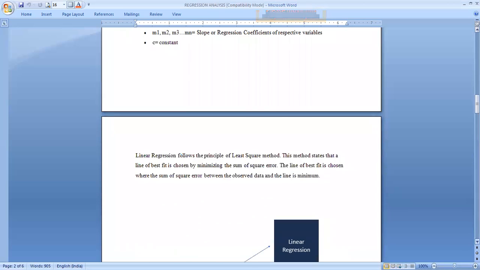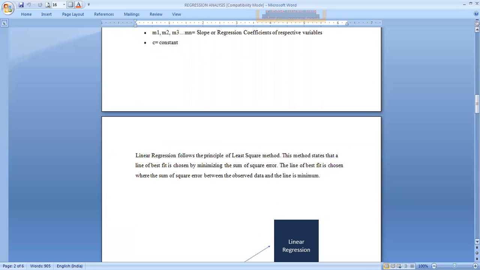Linear regression follows the principle of the least square method. It is a very important point to note that linear regression follows this principle, and it is a very important method in mathematics. This method states that a line of best fit is chosen by minimizing the sum of square error.